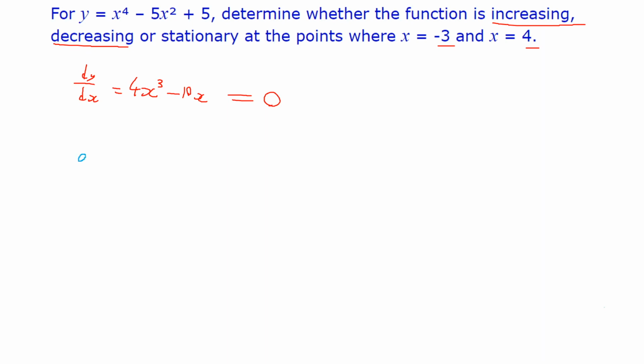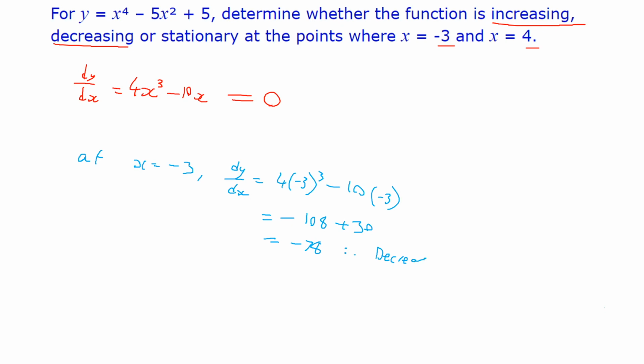So, at x equals minus 3, dy dx is going to equal 4 times minus 3 cubed minus 10 times minus 3, which is equal to minus 108 plus 30, which is equal to minus 78, which means that this is a decreasing function, okay? Because it's got a negative gradient.